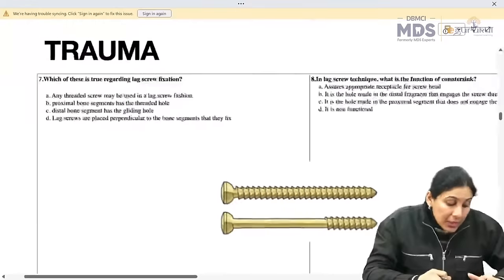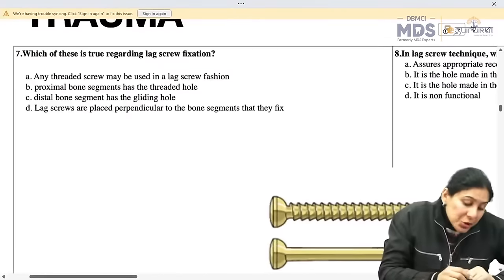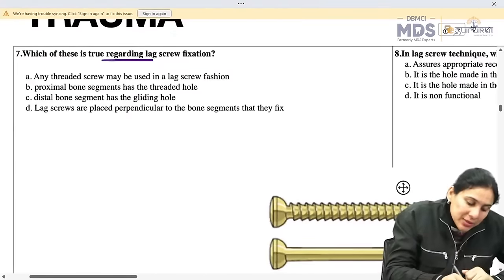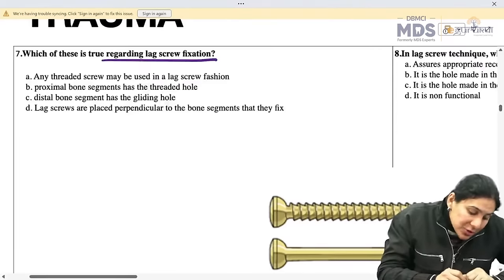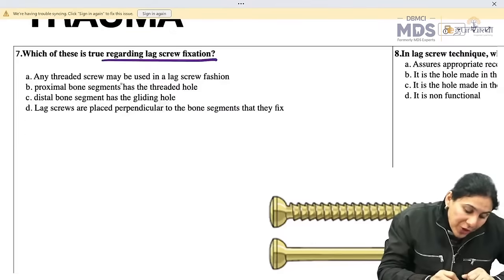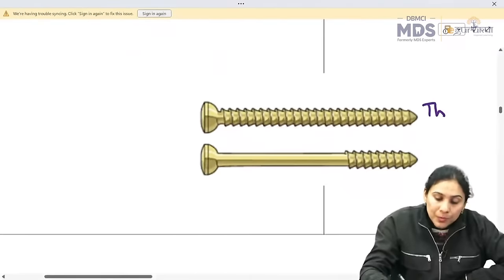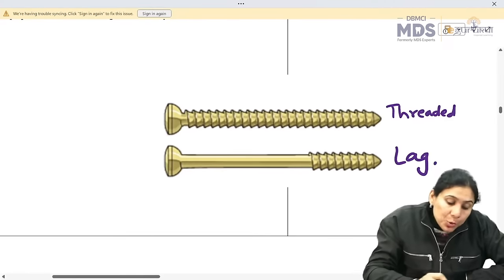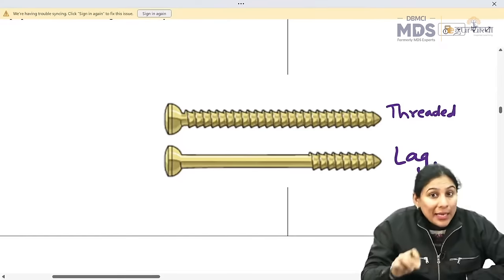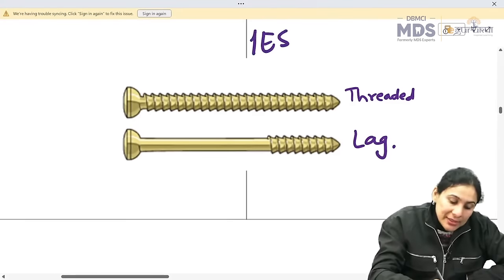All right, very good. The next question is lag screw. Which of these is true regarding lag screw fixation? Any threaded screw may be used in lag screw fashion. Is this true? So this is a threaded screw. And this is a lag screw. All right. Can you use any threaded screw in a lag screw fashion? Yes. The answer is yes.